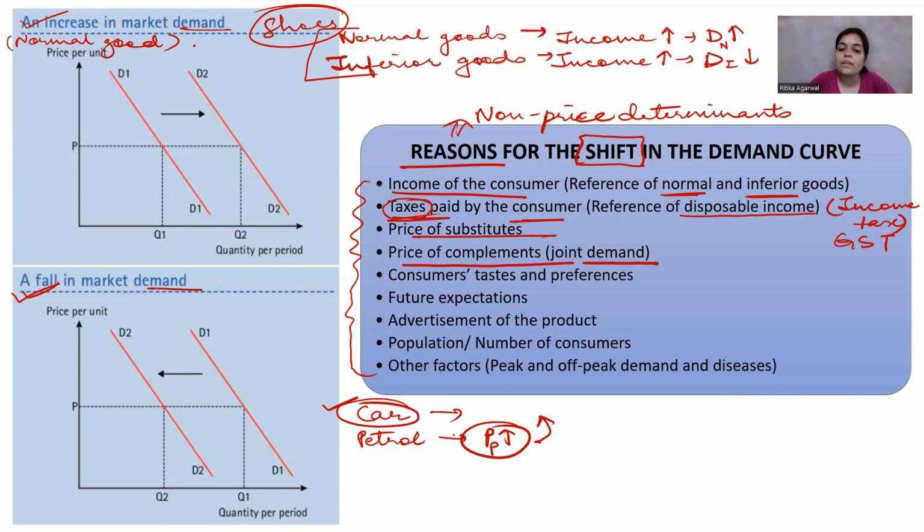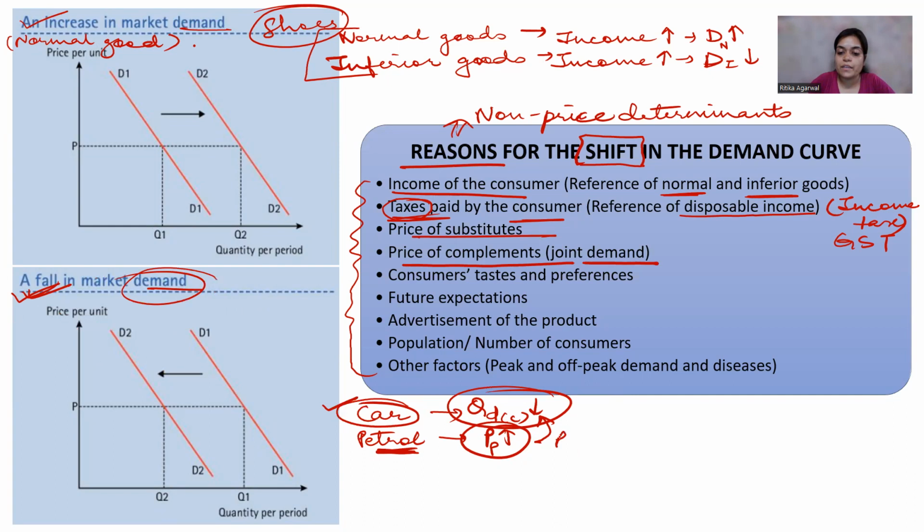What will happen to the market for car? The quantity demanded of car will fall. Why will it fall? Because the people will see that the prices of petrol have increased. They will have no benefit of purchasing a car. That's why the quantity demanded for car will fall. That means the demand for car will fall. This will lead to a leftward shift in the demand curve.